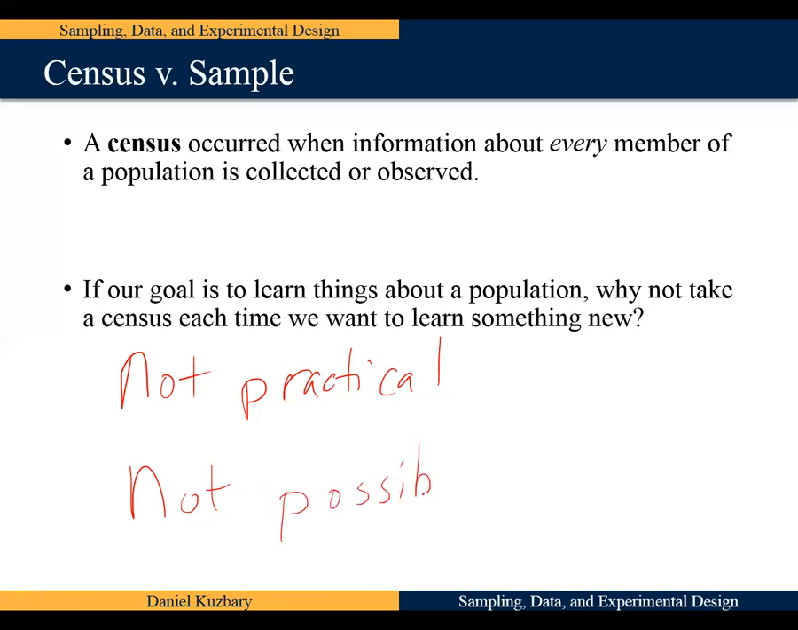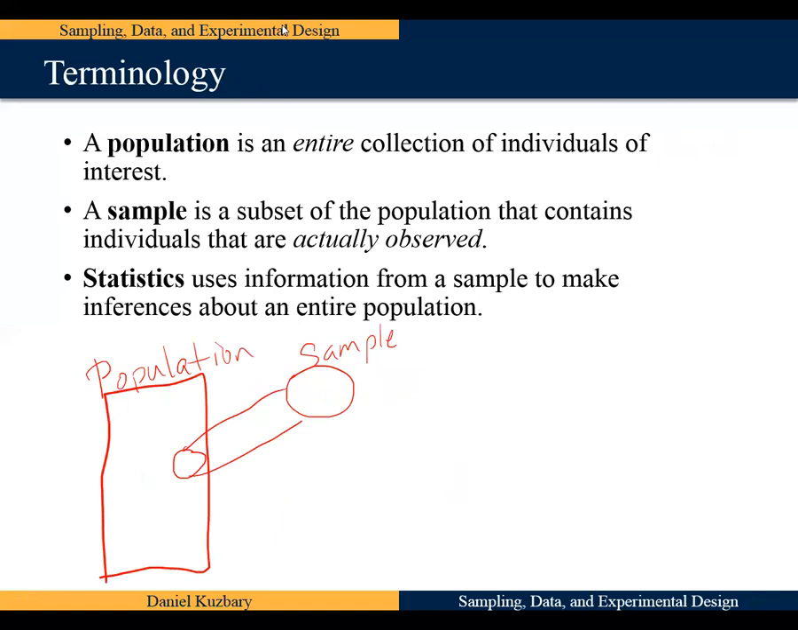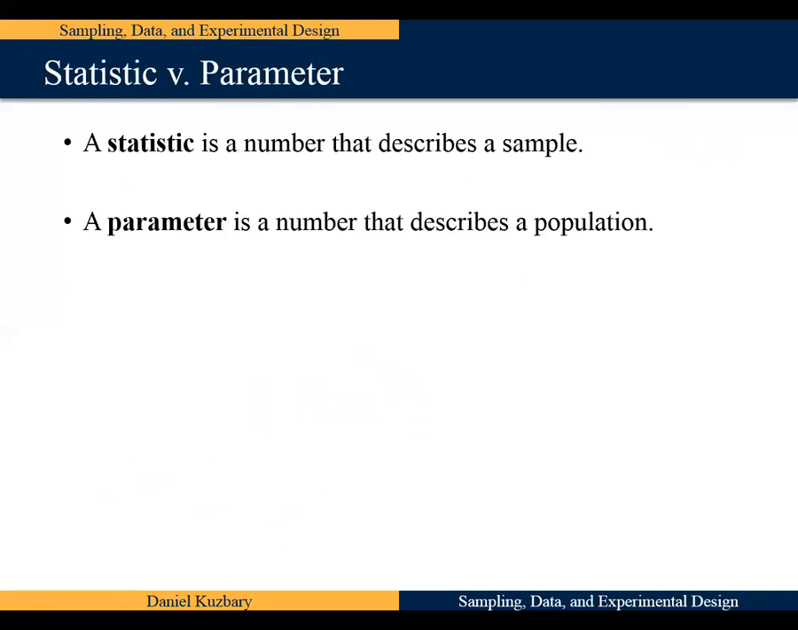It's impossible. But the good thing is statisticians have developed methods of taking samples out of a population. So this is my picture. Take a sample out of a population and then use what we know in that sample to make inferences about the population. So that's what statistics is. That's what this class is all about.